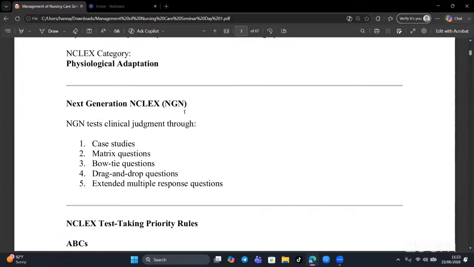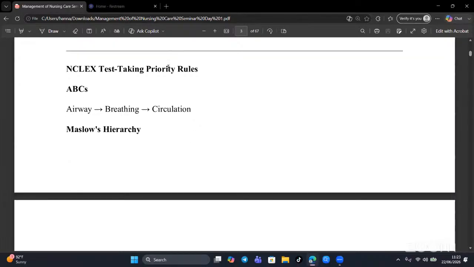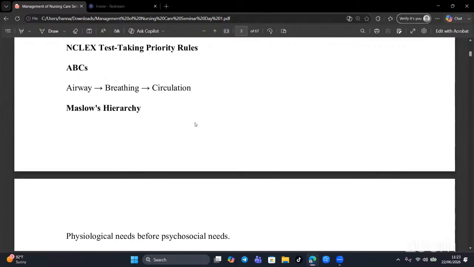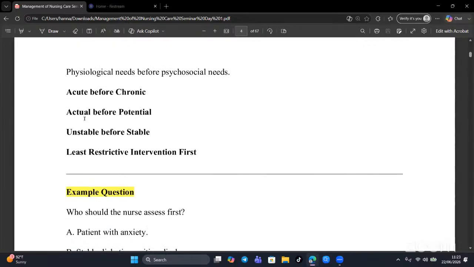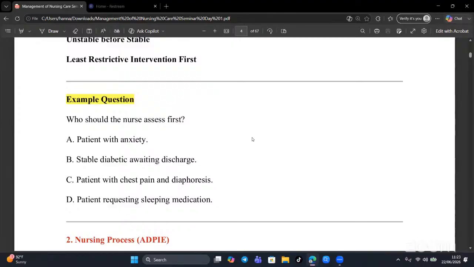Then we also have the NGN. This one is just a brush up for those who are going to write NCLEX. Then NCLEX will tell you the test taking priorities. So we have the ABC, Maslow's, acute, chronic, and all those. Another question under the NCLEX framework: who should the nurse assess first? This is a priority question.